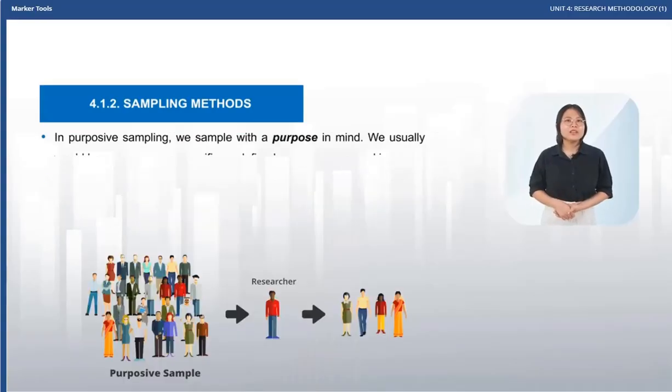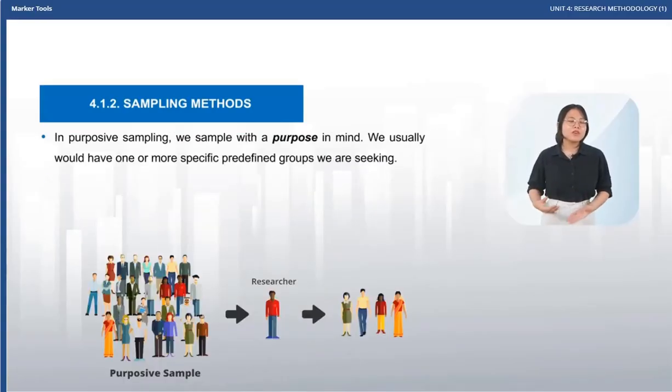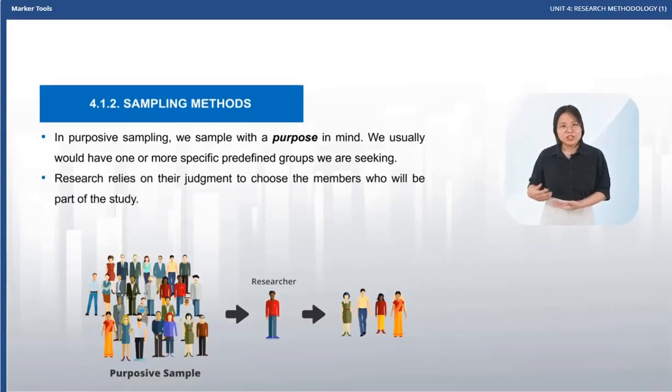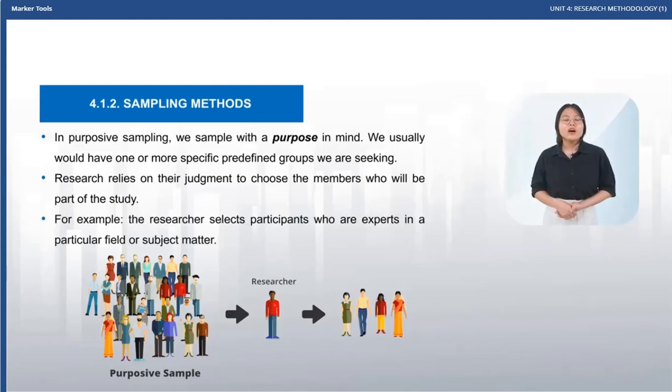Moving on to the next one, which is purposive sampling. In purposive sampling, we sample with a purpose in mind. We usually have one or more specific predefined groups we are seeking. So the researcher relies on their judgment to choose the members who will take part in the study. For example, the researchers select participants who are experts in a particular field or subject matter.